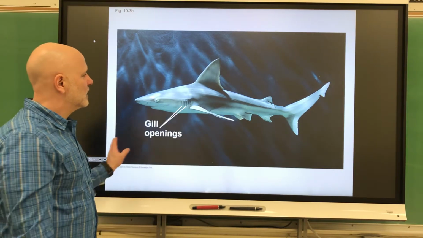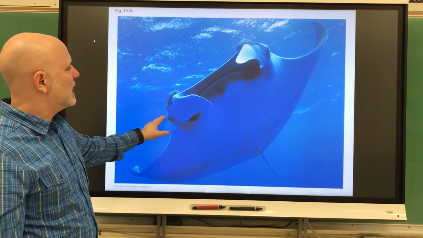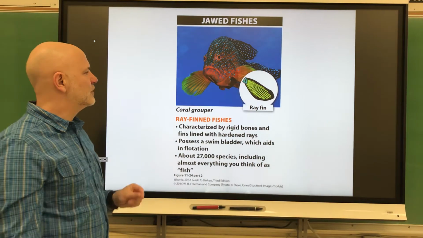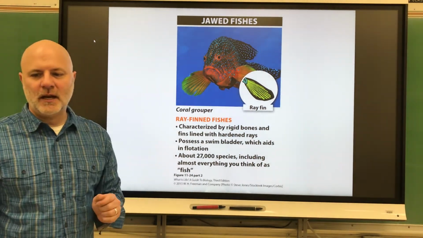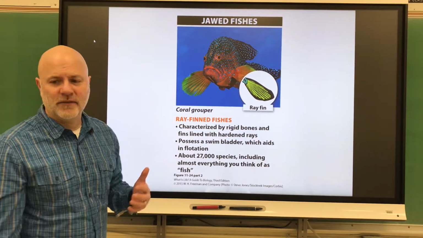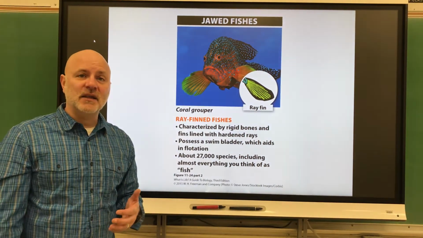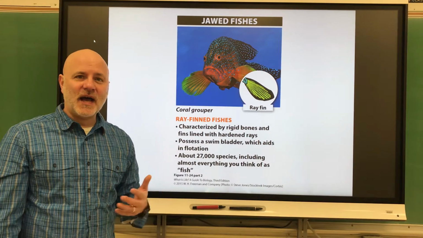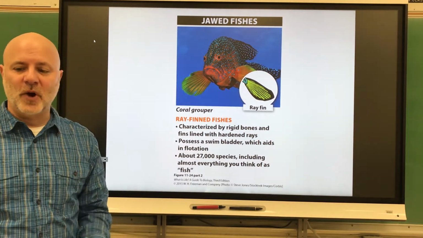All right. So moving on. So this is showing a manta ray there. Now we're going to go to the jawed fishes. Yeah, we're still with jawed fishes. Anyway, this is class Osteichthyes. So osteo refers to bone. So these are the bony fish.